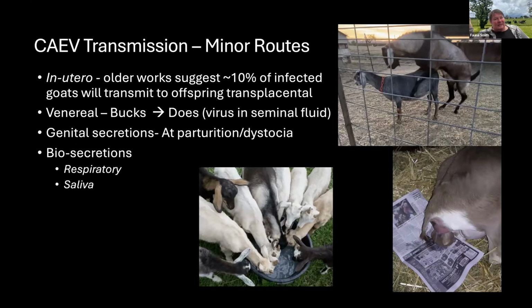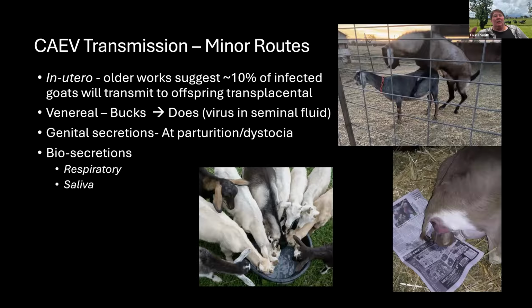We also do need to consider minor routes of CAE transmission when we're looking in the totality of a control program. So you can have in utero transmission. There's older work suggesting that about 10% of infected goats will transmit to their offspring transplacentally. So these kids are born with the virus and they may even be seropositive at birth, pre-colostral.